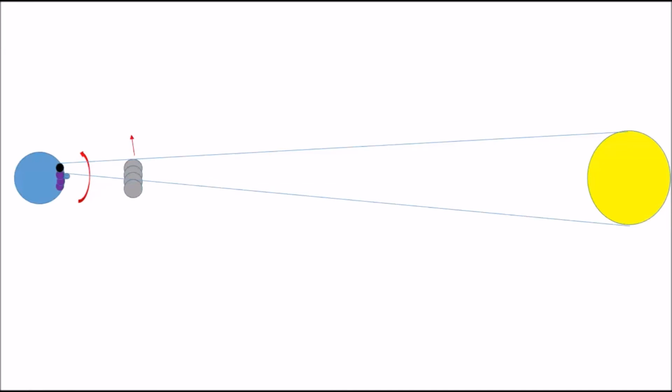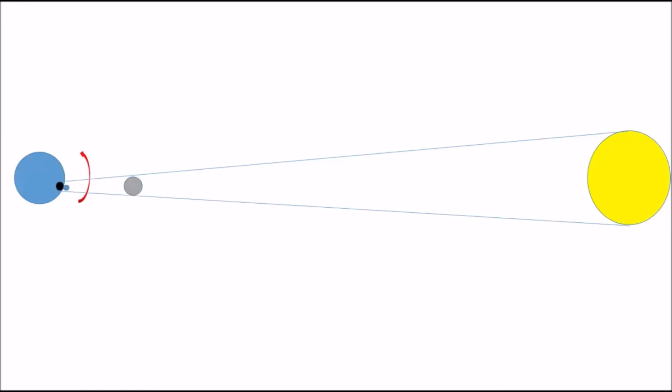Now, what would happen if the moon was stationary, if the moon wasn't moving at all? So I've taken away my arrow of direction for the moon, but we still have the arrow of rotation for the Earth. And here is our observer. And we're starting at exactly the same point as we were before.